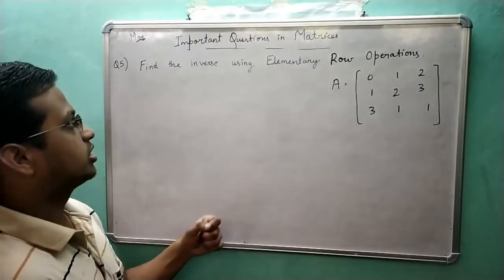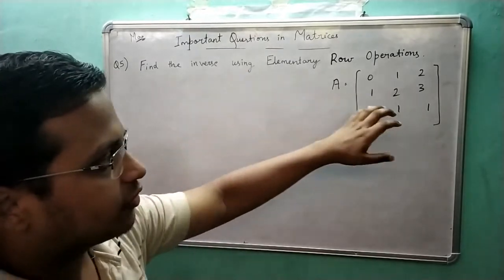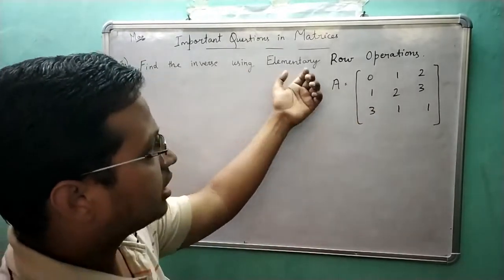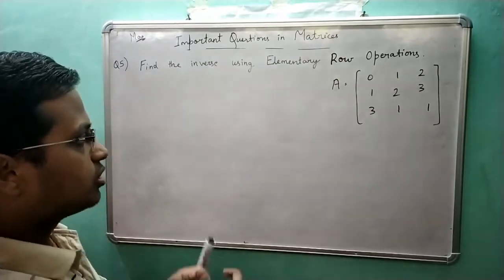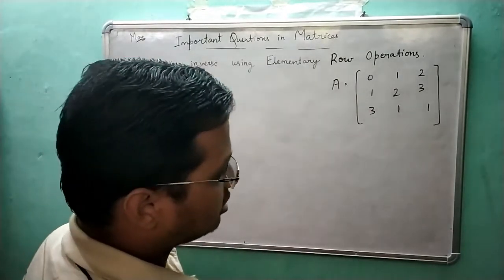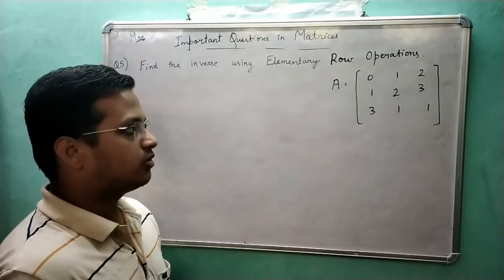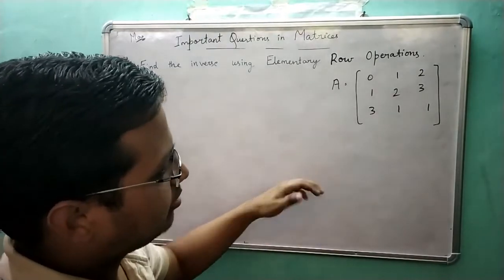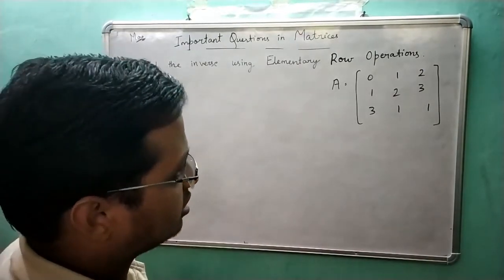Alright, so in this question, we have to find the inverse of the given matrix using elementary row operations. So we have already seen elementary row operations and we have already done one question, but this is an important question of NCERT. So let's start.